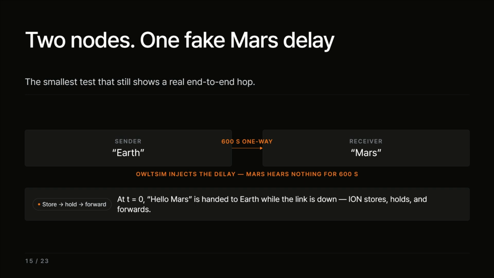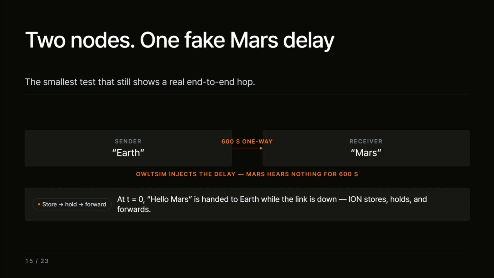So the experiment itself is very simple. On the left, we have the sender, which we call Earth. On the right, we have the receiver, which we call Mars. Between them, owltsim introduces a one-way delay of, let's say, 600 seconds here. And that means the receiver cannot hear anything from the sender for the first 10 minutes.